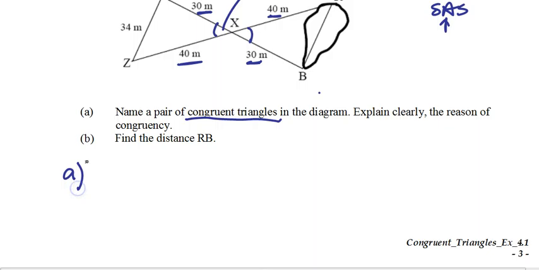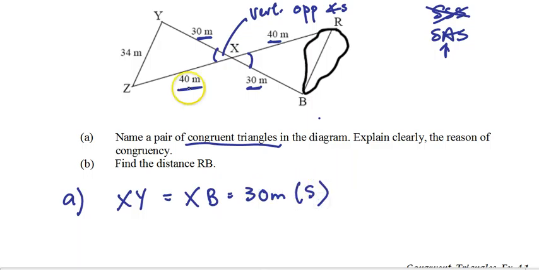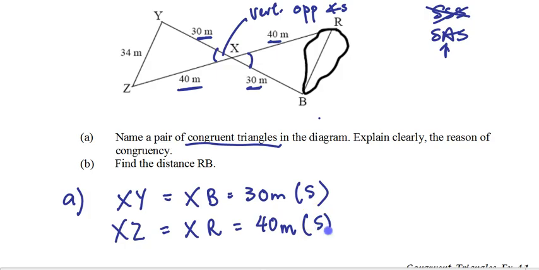So for part A, you can show that the side XY, X will correspond to X because the angles are equal. XY is equal to XB is equal to 30 meters. And this is our first side. Now the second side, XZ, is equal to XR, and is equal to 14 meters. This is the second side.